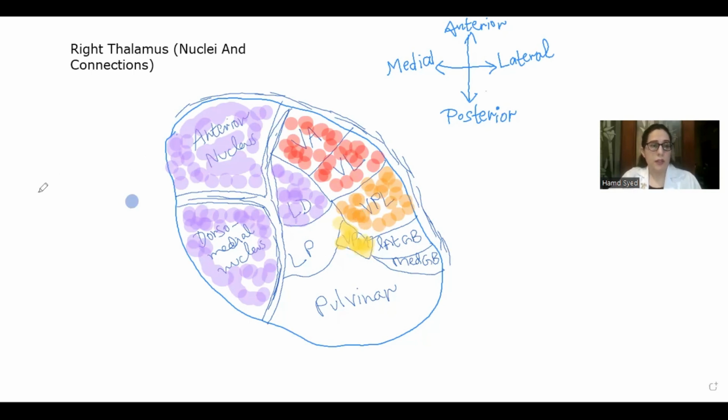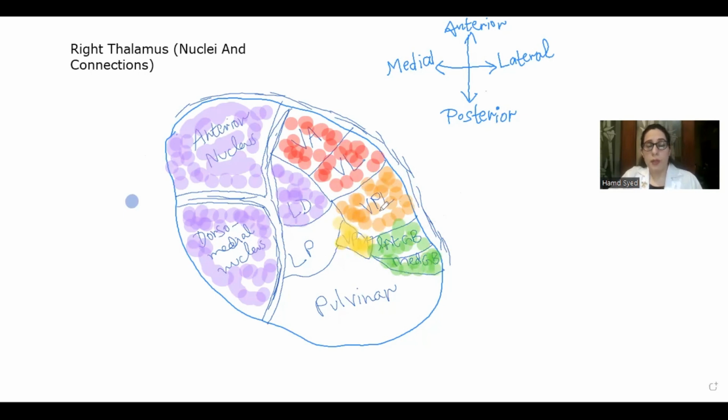And let's look at these lateral and medial geniculate bodies. Well, the lateral geniculate body is receiving information from the optic tract, and then it is sending the information to the visual cortex. Whereas the medial geniculate body receives information from the inferior colliculus and sends it to the auditory cortex.